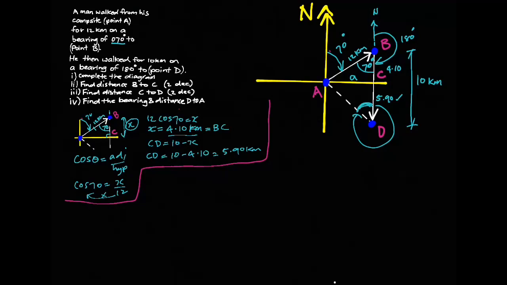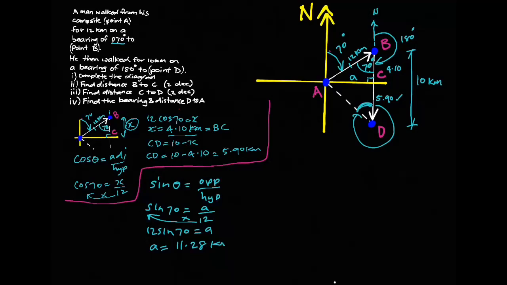Okay, working with information in the top triangle, we'll work with the angle of 70 degrees, we'll work with the hypotenuse, which is opposite to the right angle, and we'll solve for A, which is the opposite value, so it's a sine problem. So sine theta equals opposite on hypotenuse. Sine 70 is equal to A on 12. Take that over to multiply. You've got 12 sine 70 equals A. And working it out on the calculator, you get A equals 11.28 kilometres. Let's call this angle here beta.